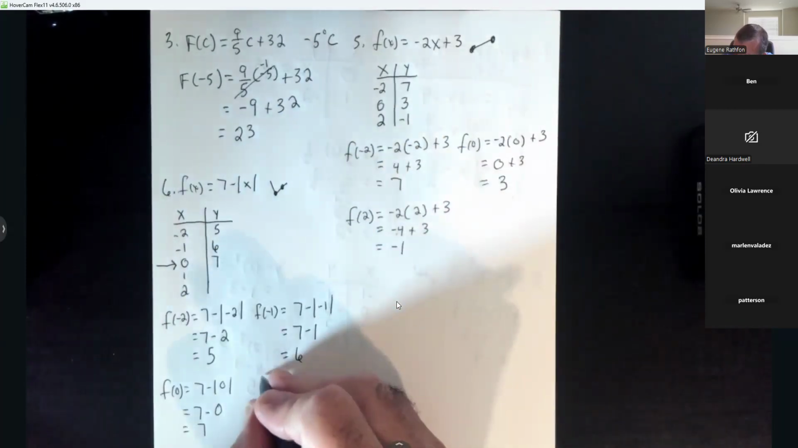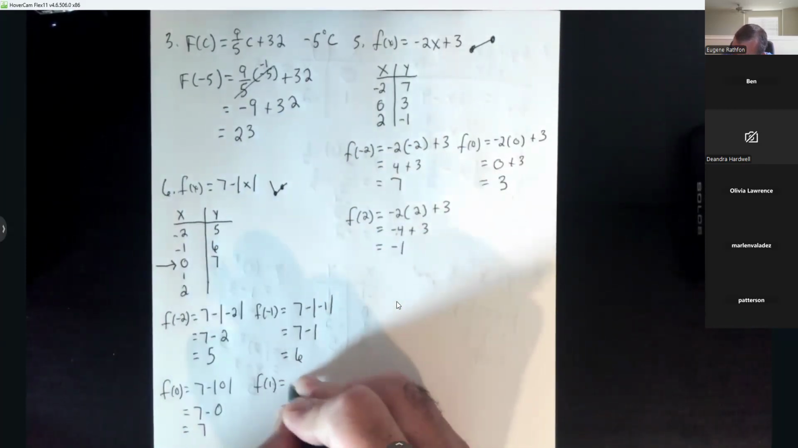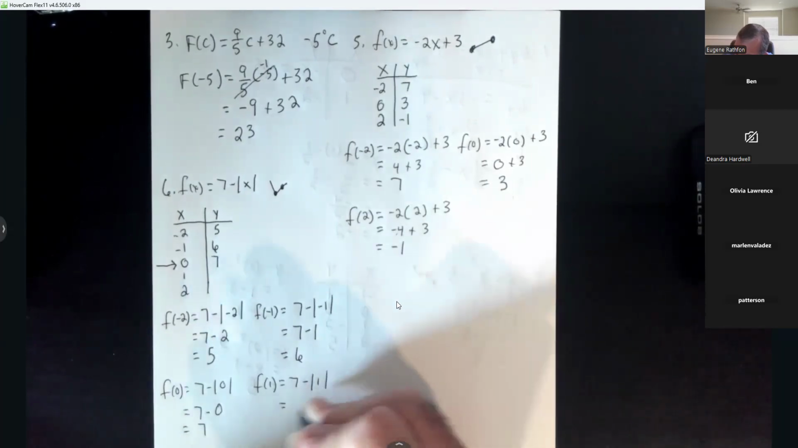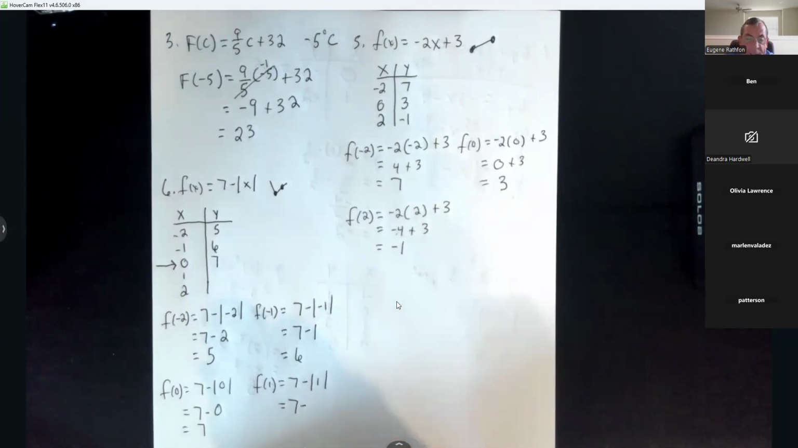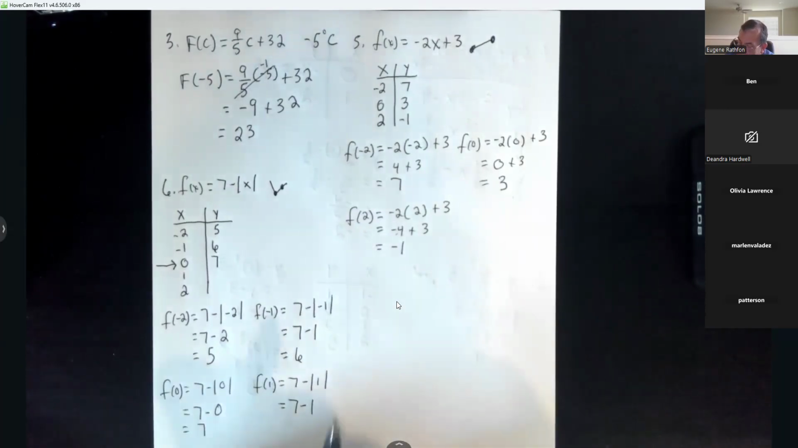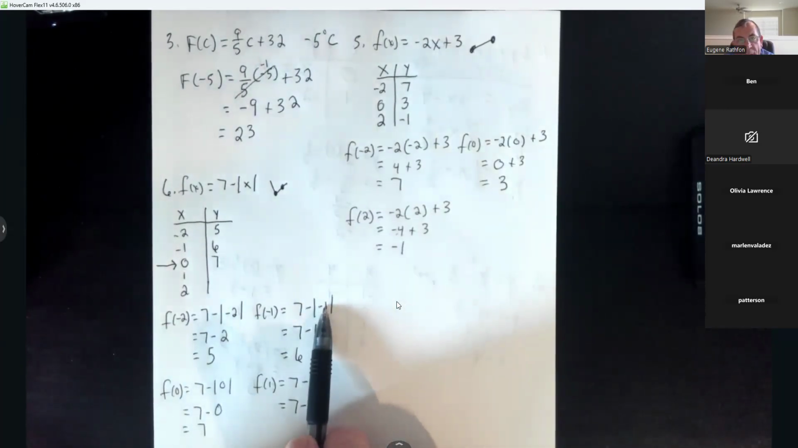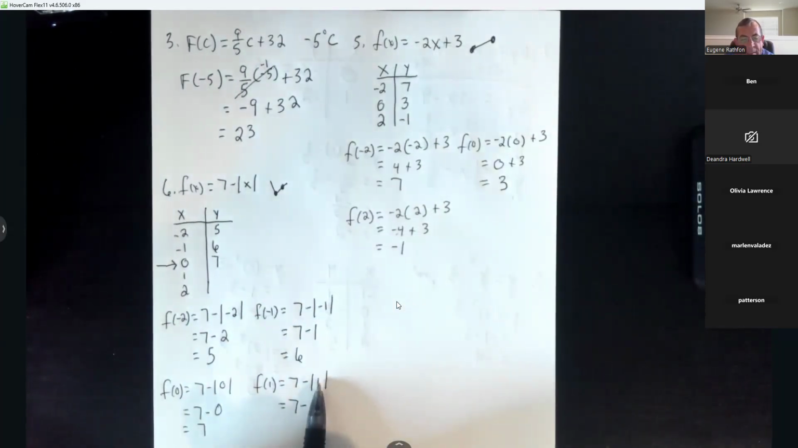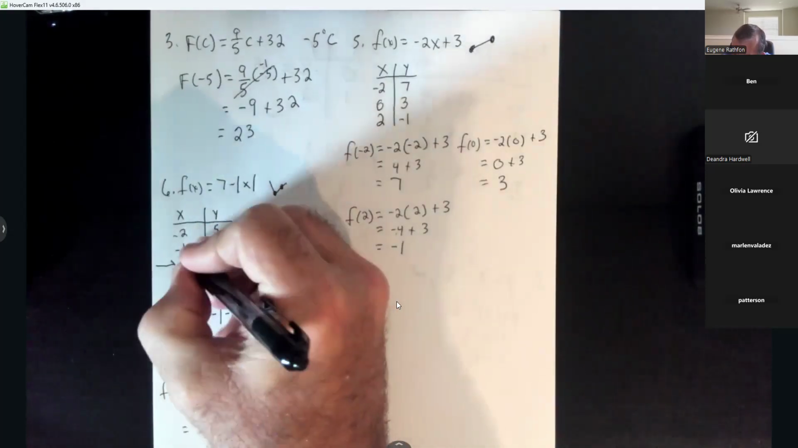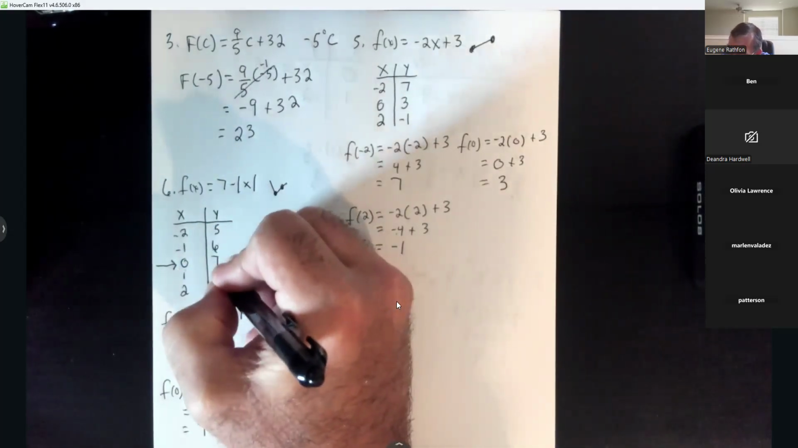All right, then I had a 1. F of 1 equals 7 minus absolute value of 1. So bring down the 7 minus. Absolute value of 1 is 1. So notice, the absolute value of negative 1 is the same thing as the absolute value of 1. They're both 1. And then 7 minus 1 is 6. So negative 1 and 1 both gave me 6.